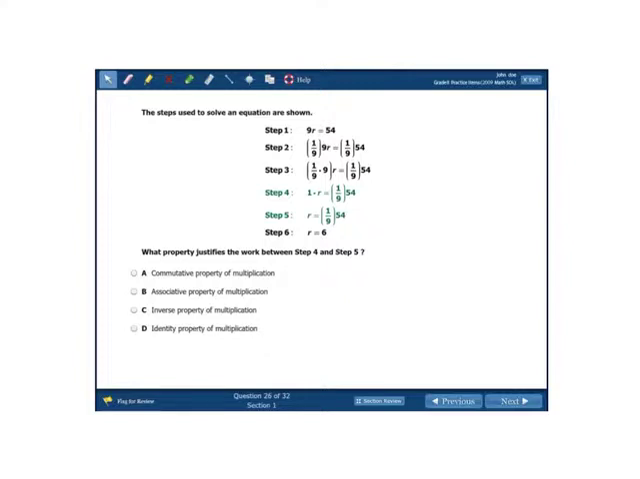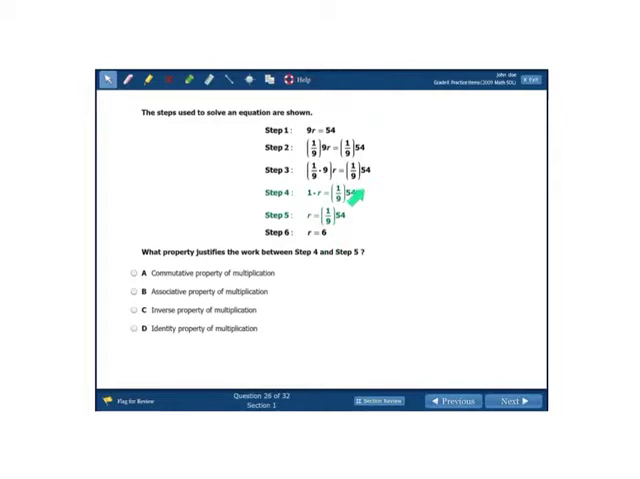All right, the steps used to solve an equation are shown. So we got 9r equals 54. Someone decided to be fancy and multiply by 1/9. Remember, that does the same thing as dividing by 9. So it really is not any more complicated than what we do when we divide both sides by 9. And then they decided to rearrange a little here. That looks like an associative property step.